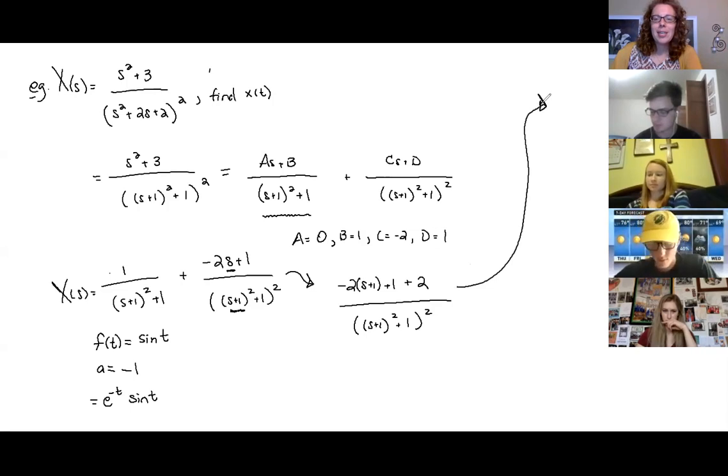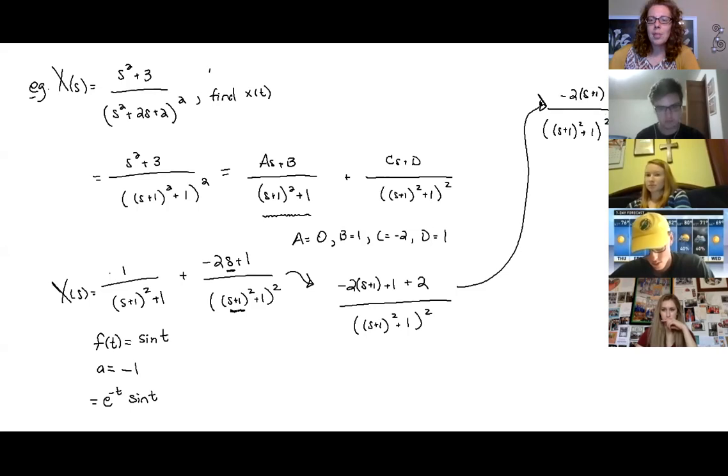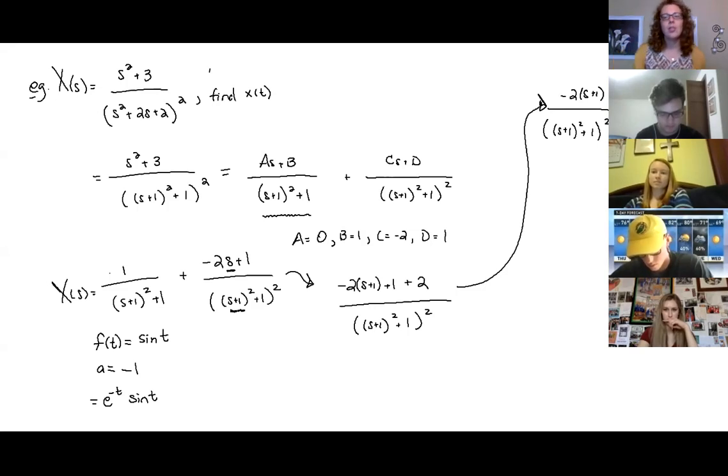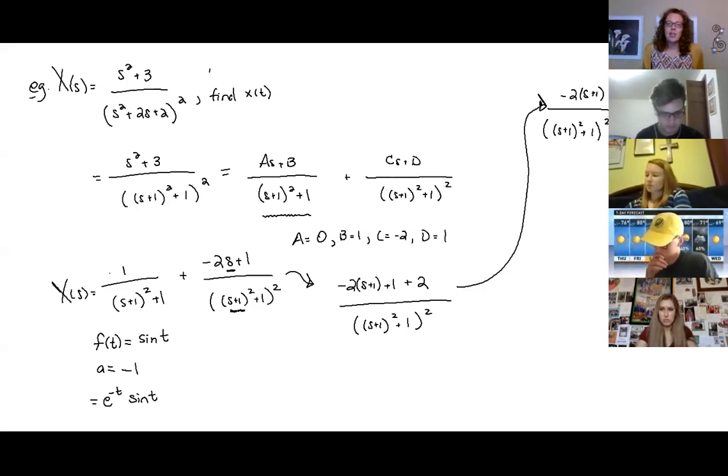I'm going to need to split into 2 pieces. So negative 2 times s plus 1 over s plus 1 quantity squared plus 1, quantity squared, we've got that one, plus 3 over s plus 1 quantity squared plus 1, and all of that is squared. So we've got 2 pieces to be dealing with here. We've got the pieces with the s plus 1 in the numerator and pieces with just the constant in the numerator.